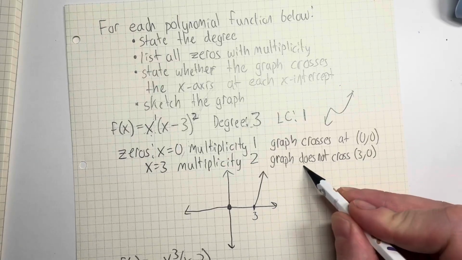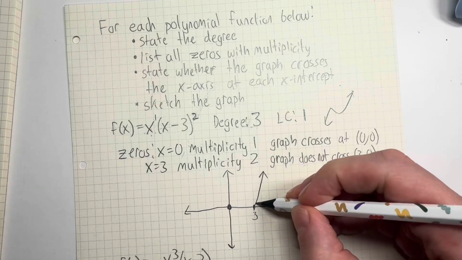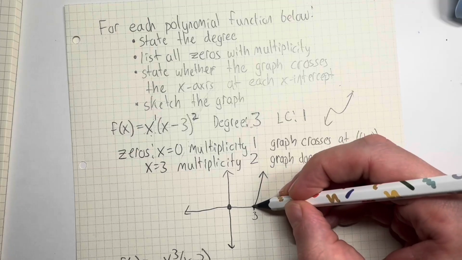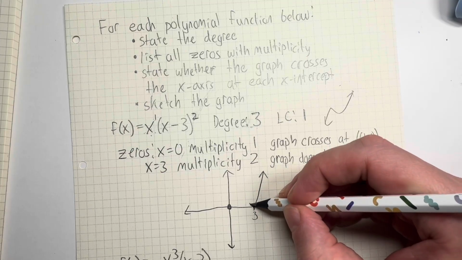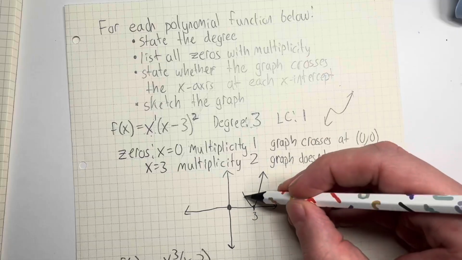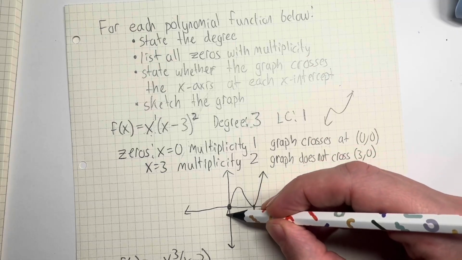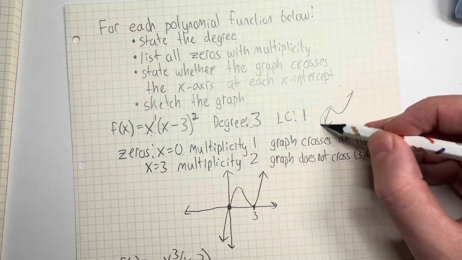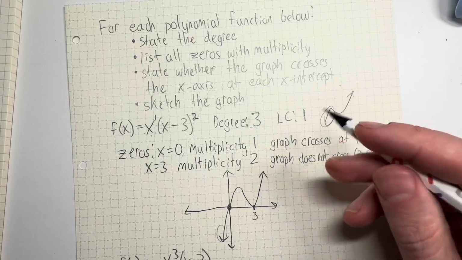Then we said the graph does not cross here. That means it just kisses and goes back up without crossing. And then it's going to cross at 0, 0. So it's going to look something like this because the end behavior here is going down.